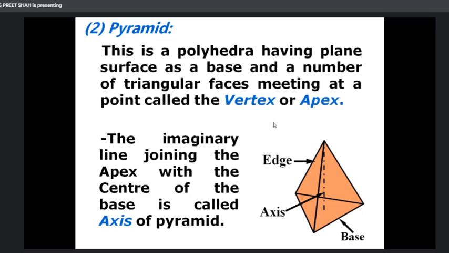Understand? Hello, all of you understand? Yes, sir. Okay, so what is a prism and a pyramid? Who will define the basic difference between the prism and the pyramid?